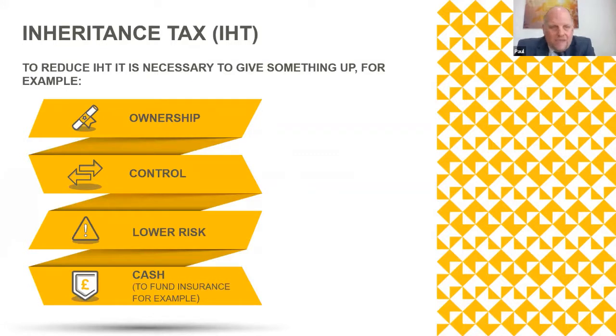If we look at inheritance tax, generally it's really necessary to give something up to try and mitigate the effect. So it could be ownership of something, it could be control of how you deal with that item. It could be that you give up the fact that you're a low risk investor and you maybe invest in things that have a little bit higher risk. And it could be that you give up cash on a regular basis. We'll come to cover off, because I've put there to fund insurance, and I'll cover that a little bit later on in the slides.